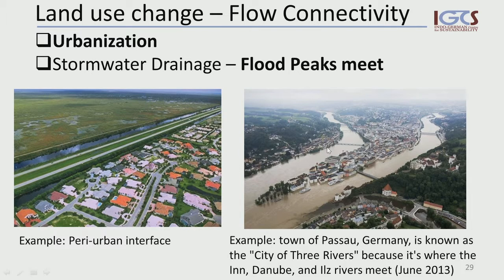Another example is where several rivers meet. This is a town in Germany as an example. I could have picked any other similar example. It's Passau in the south, called the City of Three Rivers. This is where three rivers meet.